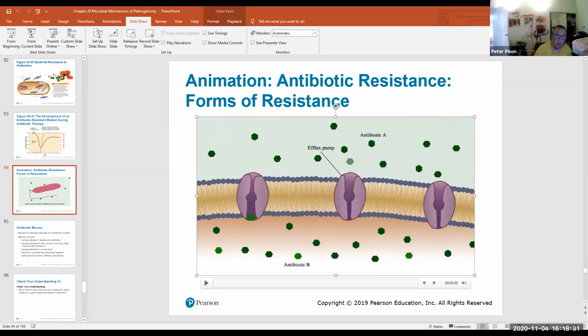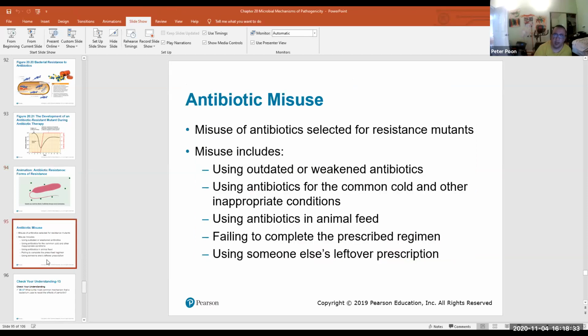All right. So this is why you shouldn't do any of these things, like using antibiotics for the common cold. I hate that. Using outdated or weakened antibiotics generally builds up resistance. The biggest problem right now actually is number 3 here. We're using more and more antibiotics in animal feed, and antibiotic resistant strains are developing in animals that will then be spread to humans.